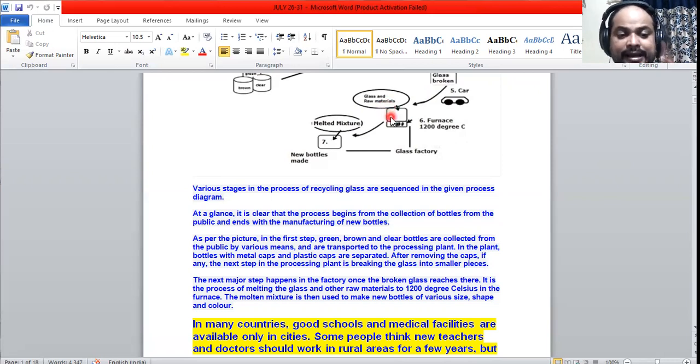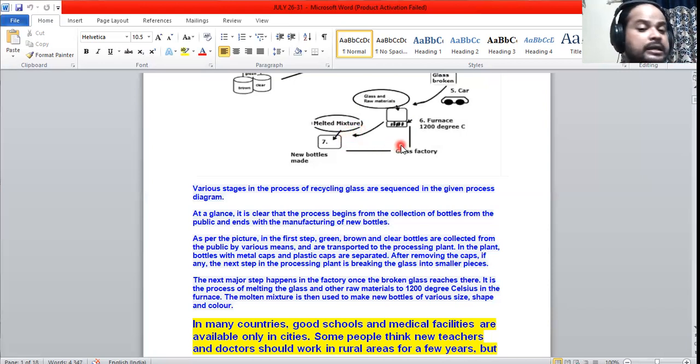In the factory, the next major step is the process of melting the glass and other raw materials to 1200 degrees Celsius in the furnace. The molten mixture is then used to make new bottles of various sizes, shapes, and colors. So this all happens in the glass factory.